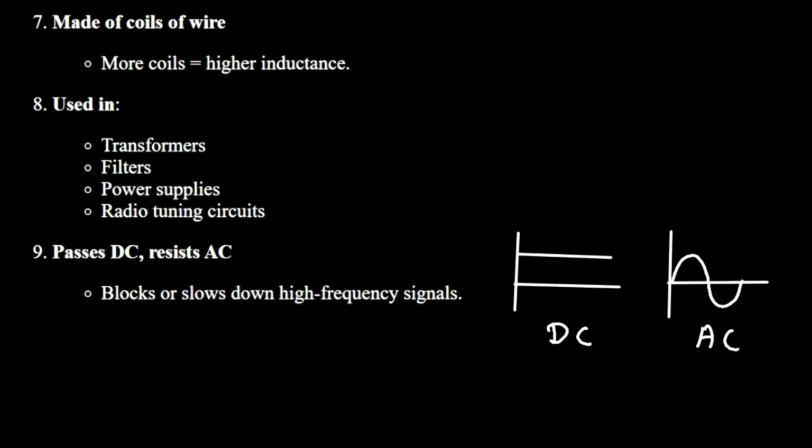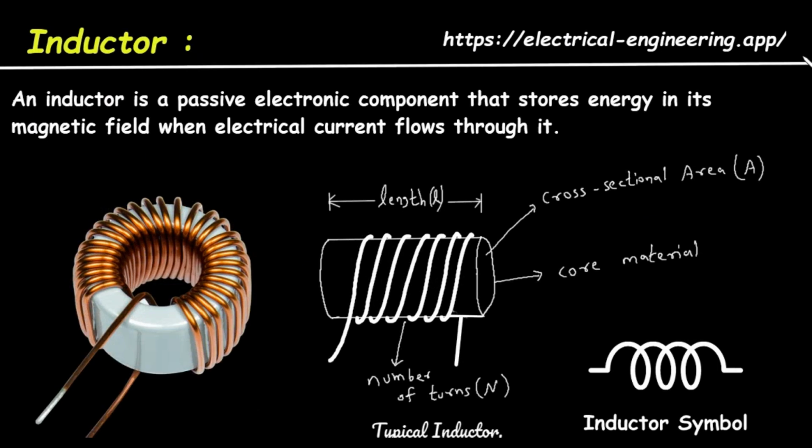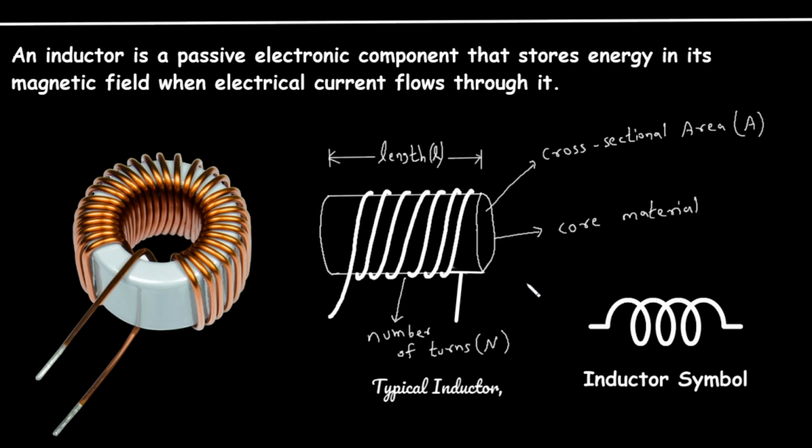So, to recap, an inductor is a coil of wire that stores energy in a magnetic field, and its defining characteristic is that it opposes any change in the current flowing through it.